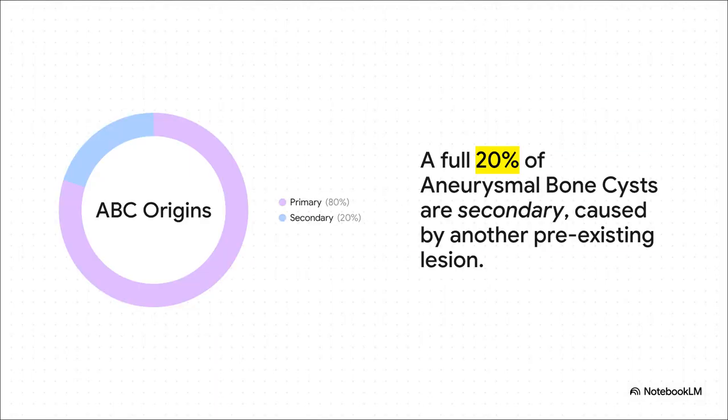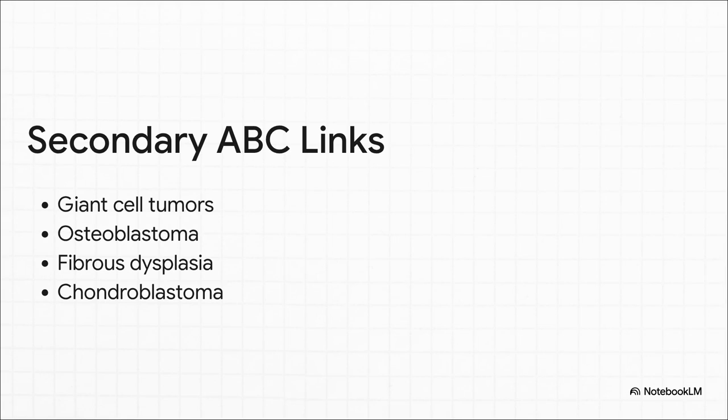But wait, there's a plot twist, at least when it comes to the ABC. While about 80% of them are primary, meaning they just pop up on their own, a full 20% are actually secondary. And what that means is that the cyst itself is being caused by a different pre-existing problem in the bone. And this is why getting the diagnosis right is so important.